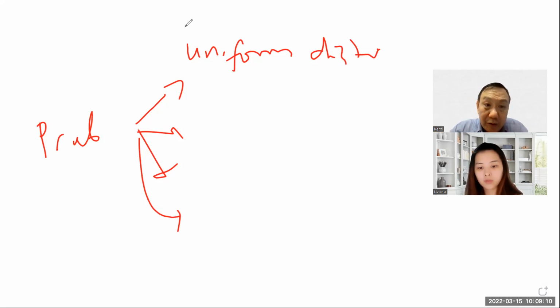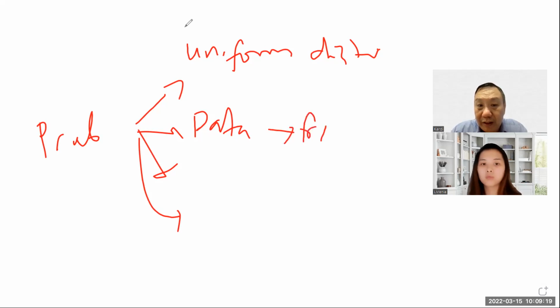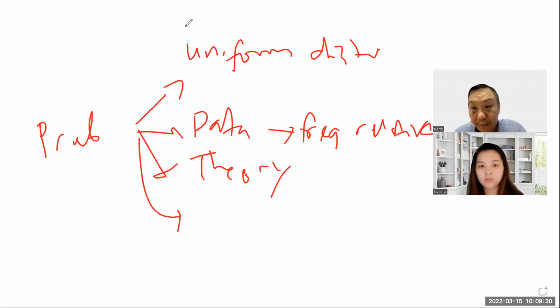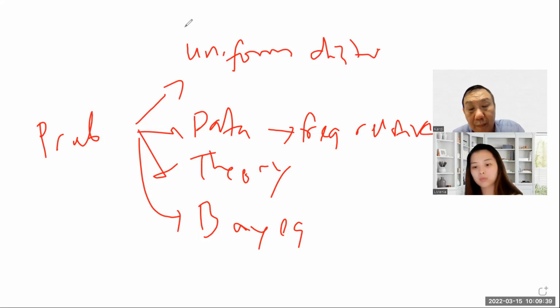Second is based on the data. So this one, probability is basically the same as relative frequency. Right? And the third one is based on theoretical distribution. And the last one is based on opinion. So this is subjective probability.